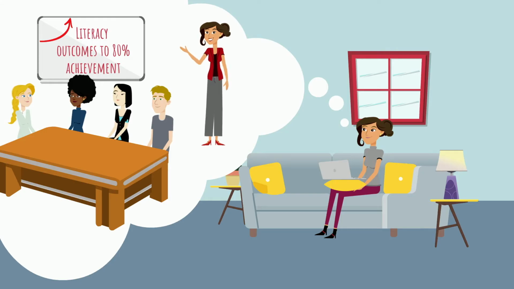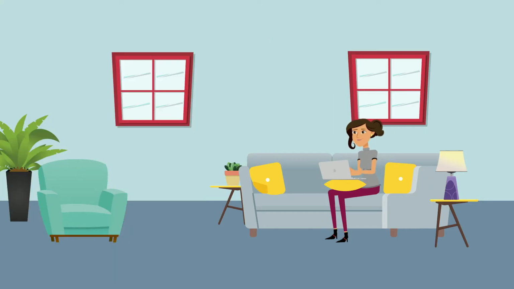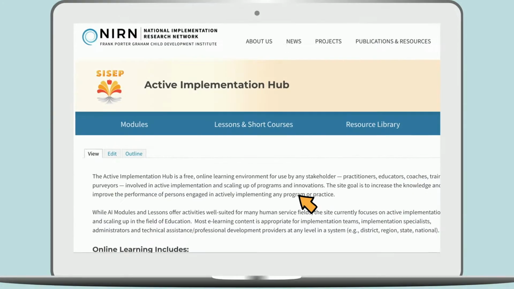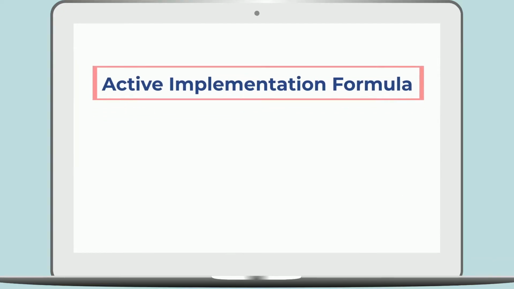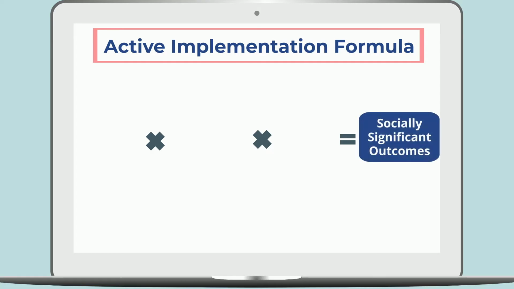The literacy goal in particular was the same goal they set for the last 3 years, but her school never managed to improve student literacy outcomes to 80% proficient. Her students continually remained around 50 to 55% proficient, despite providing teachers professional development. That night, she started searching the web for literacy implementation resources and stumbled upon the active implementation formula on the AI Hub. The active implementation formula describes the factors necessary to achieve improved student outcomes.